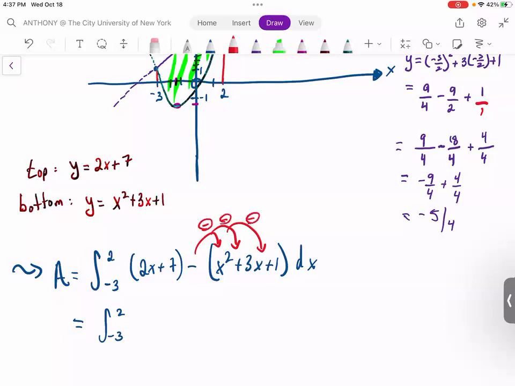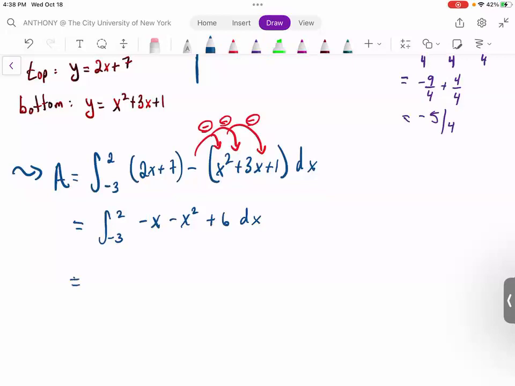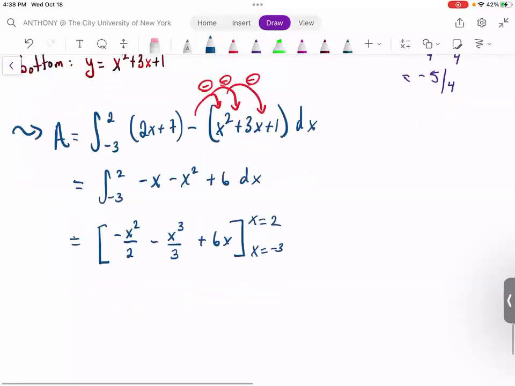So first of all, what's 2x minus 3x? You're going to get negative x. The x squared became negative, so we're going to leave that alone. And now we have 7 minus 1, which is 6 dx. All right, I'm going to apply my antiderivative rules here, the power rule. We're going to get negative x squared over 2 minus x cubed over 3 plus 6x from x equals -3 to x equals 2. So you plug in the upper limit of integration minus when you plug in the lower limit of integration.